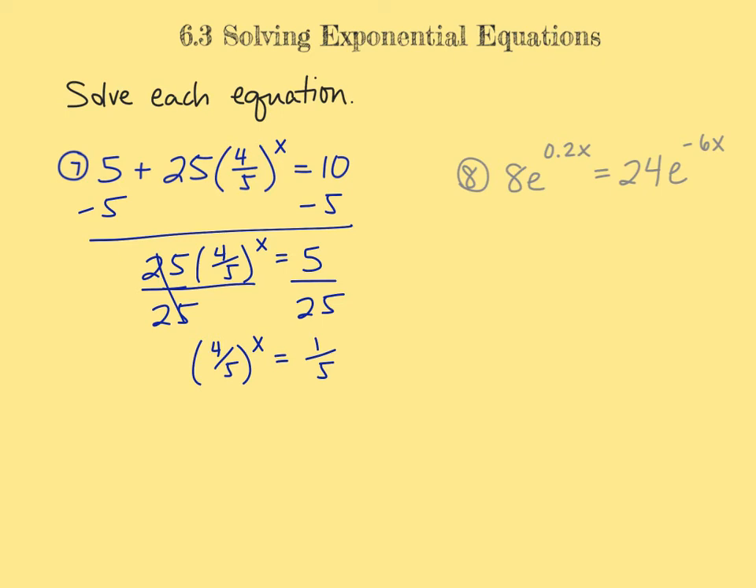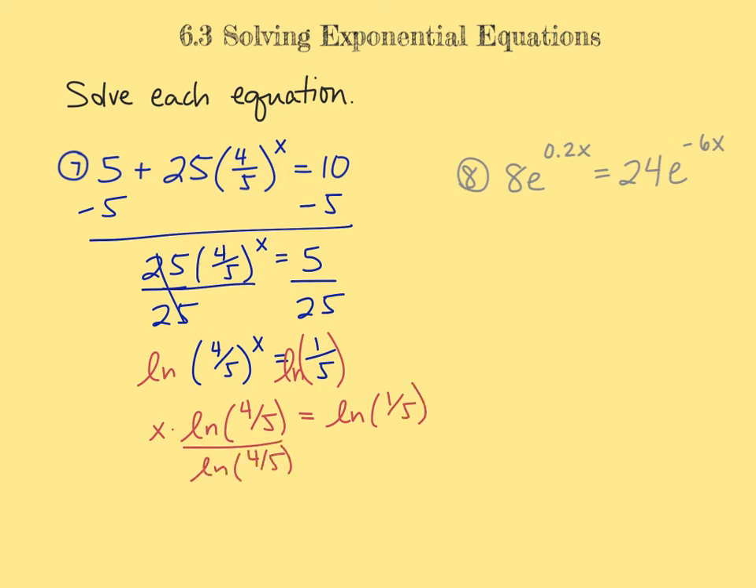Now, in this case, it looks like we could maybe write this as a common base, but it doesn't end up working out really. So we do have to take the natural log of both sides. When we do that, we can bring that x out front. That's why we did it. So we'll have x times the natural log of 4/5 equals the natural log of 1/5. Then we want to divide both sides by the natural log of 4/5.